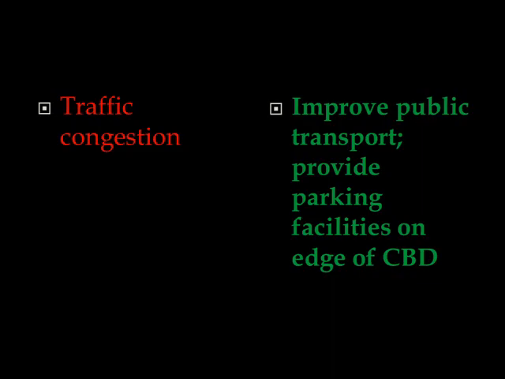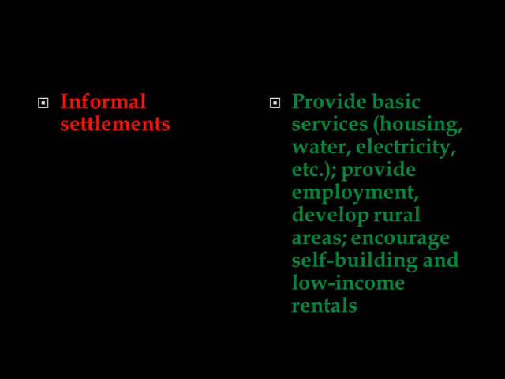Traffic congestion as a problem, the solution is to improve on public transport, provide parking facilities on the edge of the CBD. How do we solve problems of informal settlements? There, we provide basic services such as housing, water, electricity. We provide employment. We develop rural areas, encourage self-building and low-income rentals.